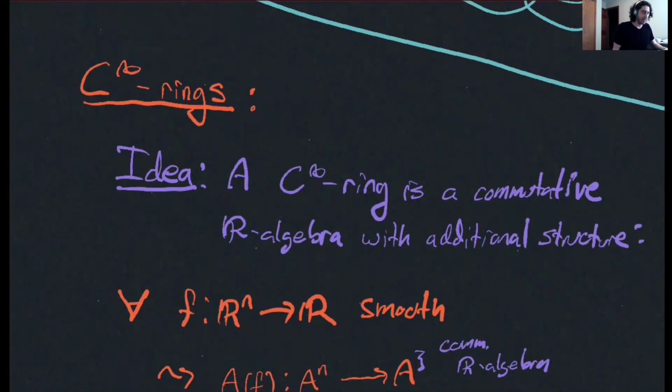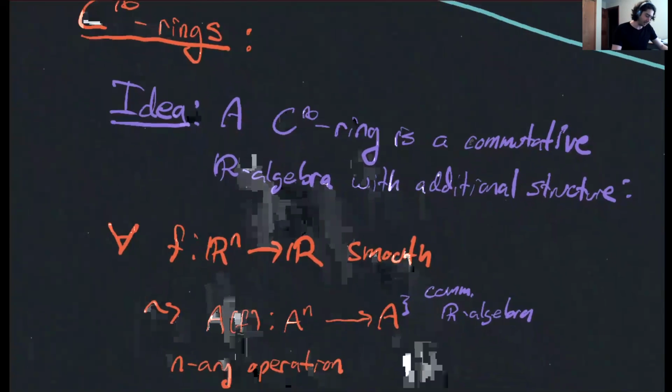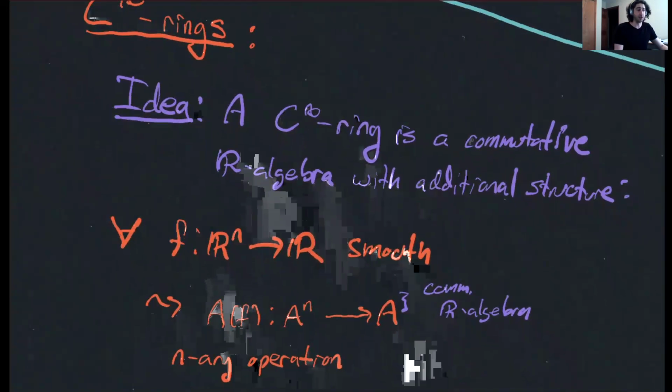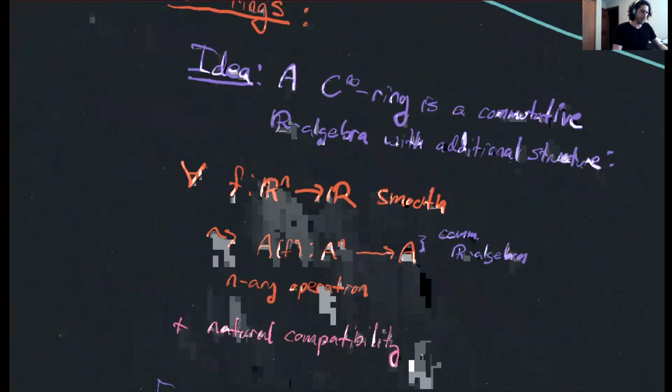So it's basically a commutative R-algebra, but with some extra structure. Think about smooth functions on a manifold. It's a commutative ring, but there's some more structure there. So what kind of extra structure do we have? Well, in particular, if I have a smooth function from R^n to R, I get an n-ary operation on my algebra induced by that function. And then they should be naturally compatible with respect to maps between R^n's which are smooth.